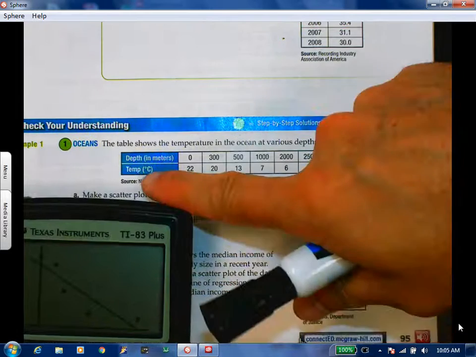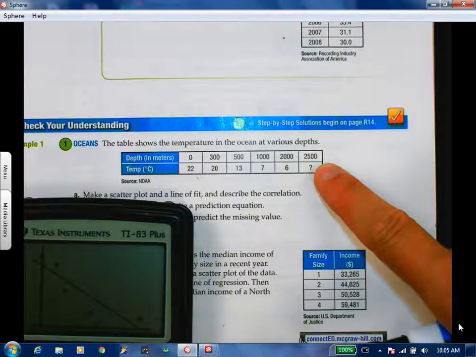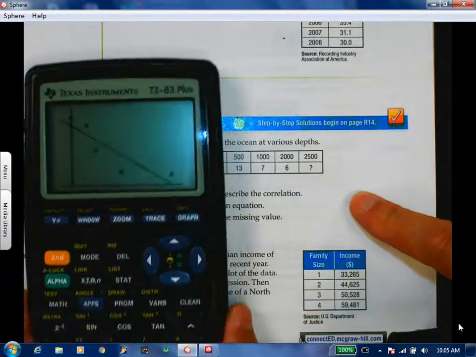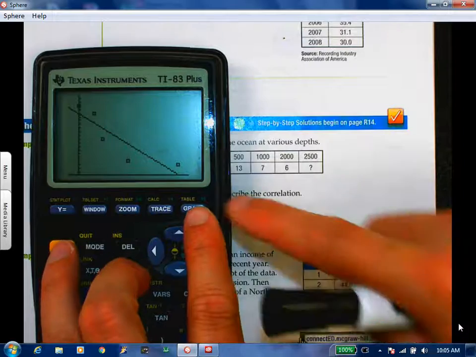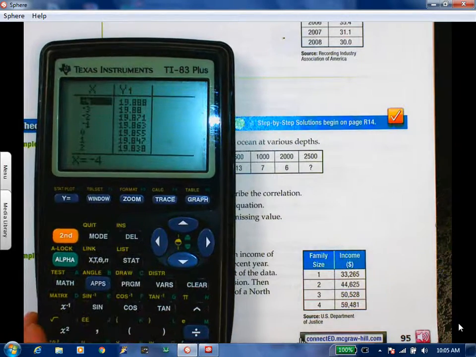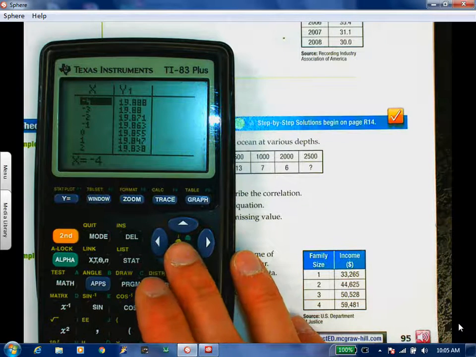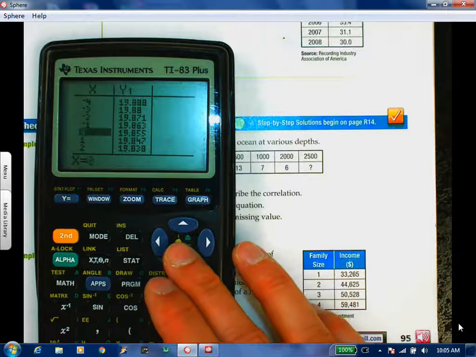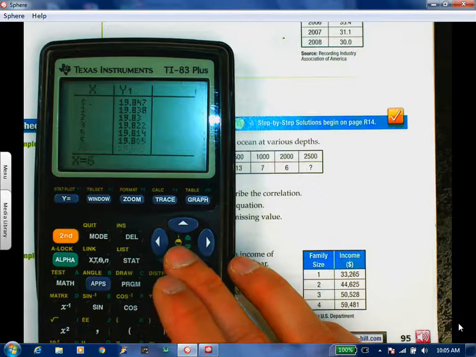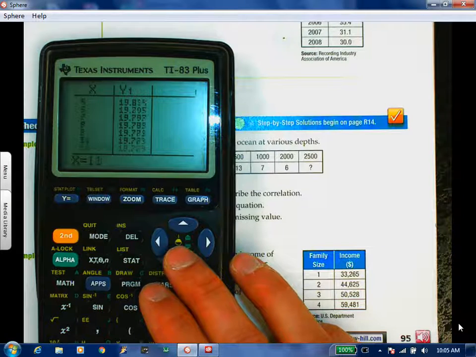Okay, so we're going to use our calculator for that. Now, if you go to your table, so if you go second graph, that takes you to your table. Okay, you can scroll up and down. Do you think I want to sit here and scroll all the way to 2,500? No, there has to be a better way.